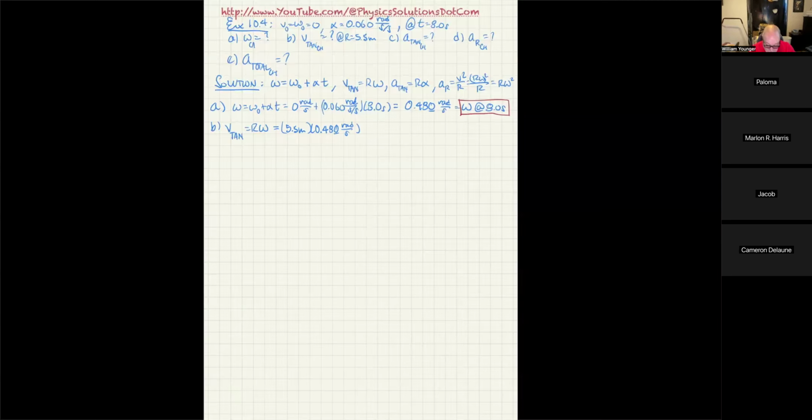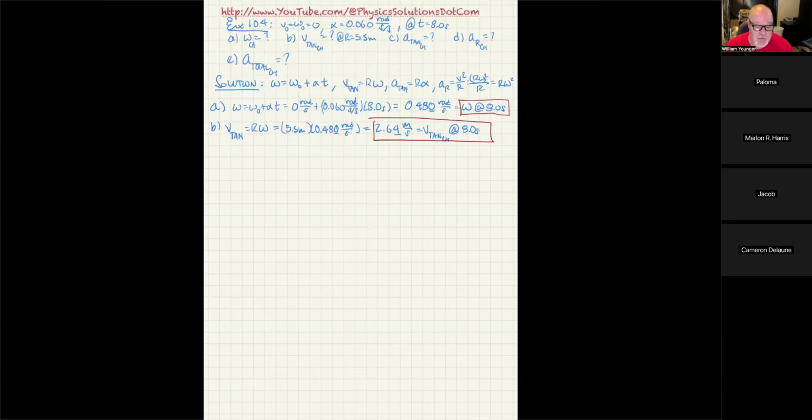In this case, rather than try to use my head to work this out and make a careless mistake, I'm going to go ahead and use my calculator. 5.5 times 0.48 gives us 2.64. And that's one extra digit beyond the sig fig, so that's 2.64 meters per second equals V tangent child at 8.0 seconds, which is what they asked for.